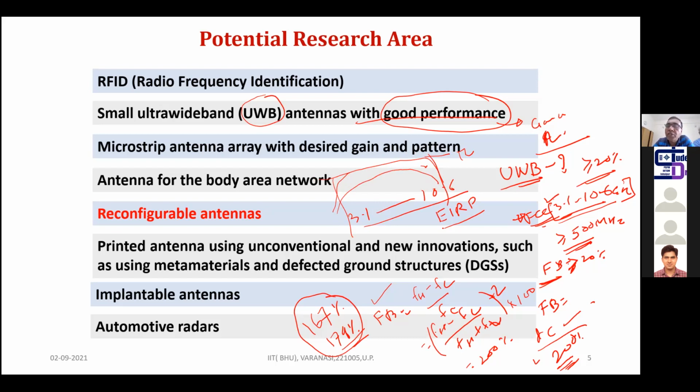So I put the word EIRP. What does EIRP mean? Equivalent isotropic radiated power. Not effective, it is equivalent.